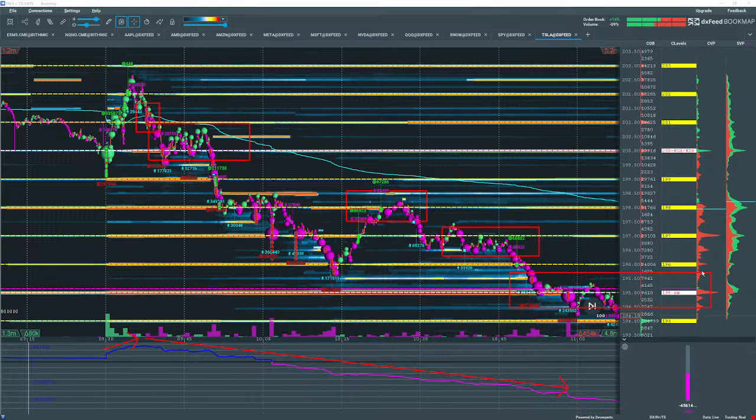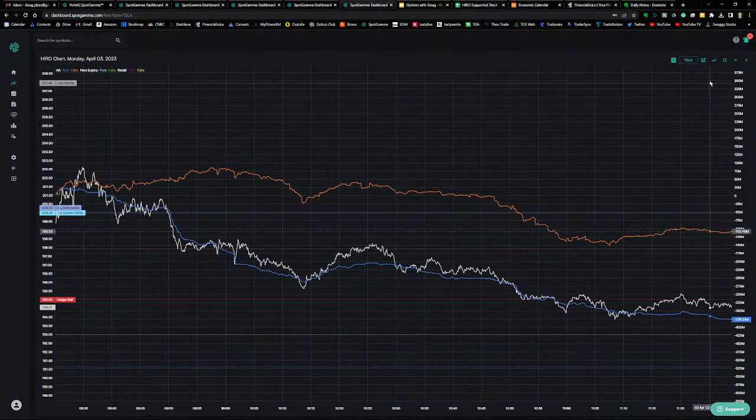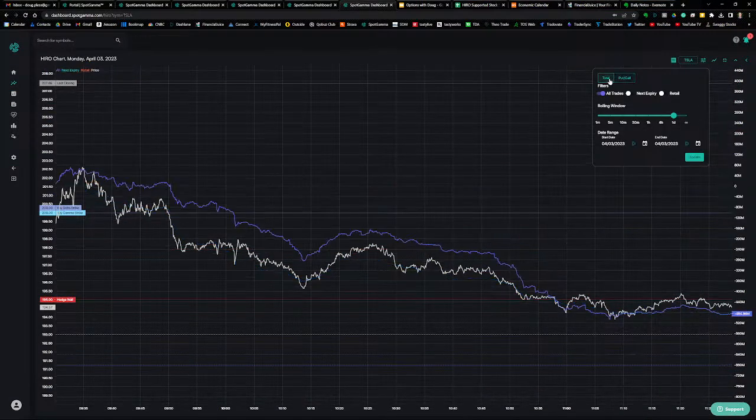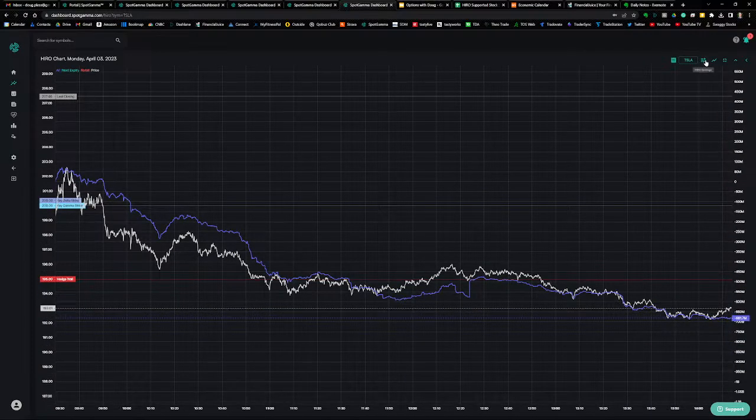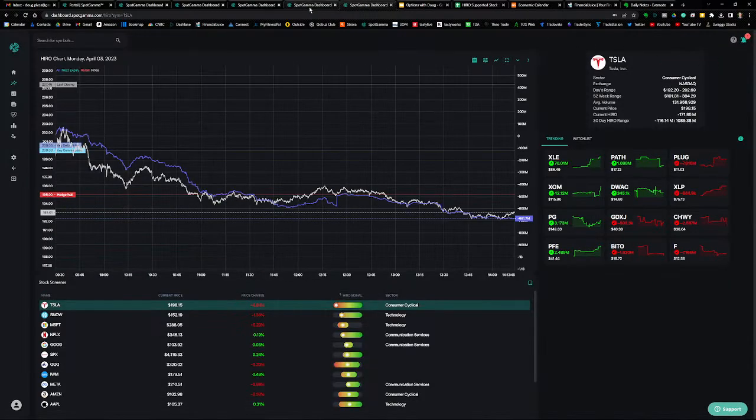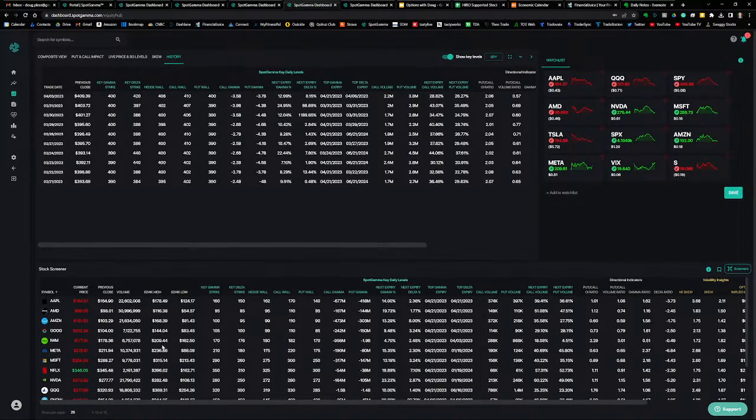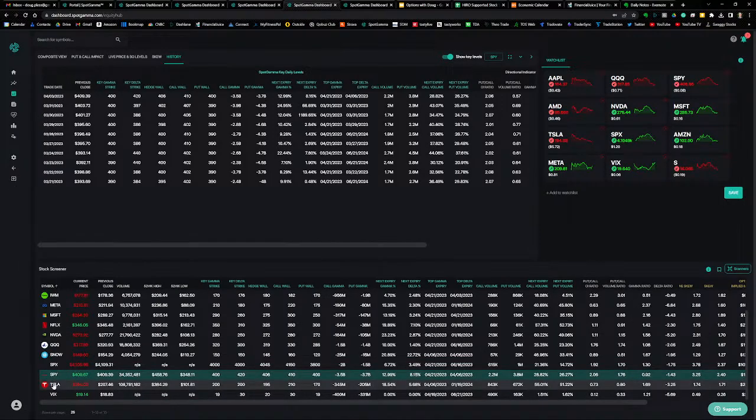And note for Tesla, the key gamma strike did not increase. Let's take a look at Equity Hub for Tesla. So let's change this back to the total signal. Zoom out. And here's Equity Hub. Take a look at Tesla. And let me just check something.